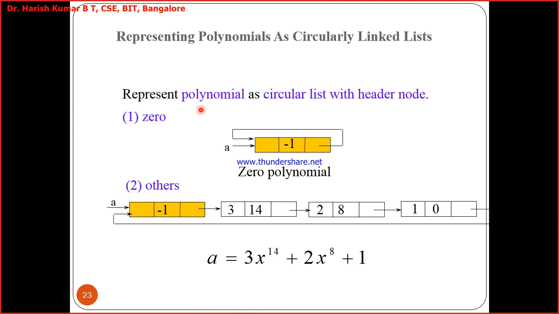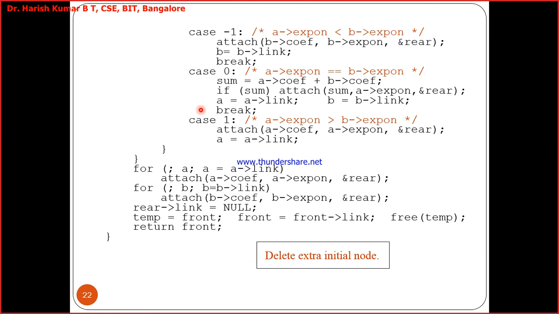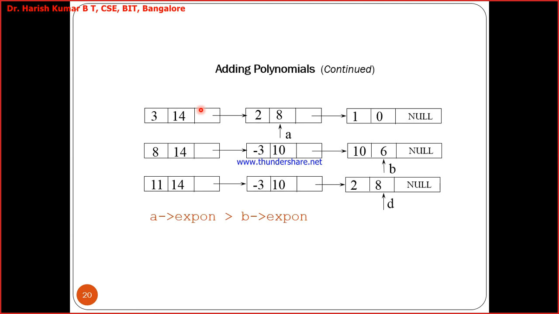Next, representing polynomials as a circular linked list. You understood queues and then circular queues. Similarly, a circular singly linked list is also possible. What we were doing here was storing null in the link field of the last node, and this is not necessary now. You don't have to make it null. Instead of storing null here, you store the address of the first node here.